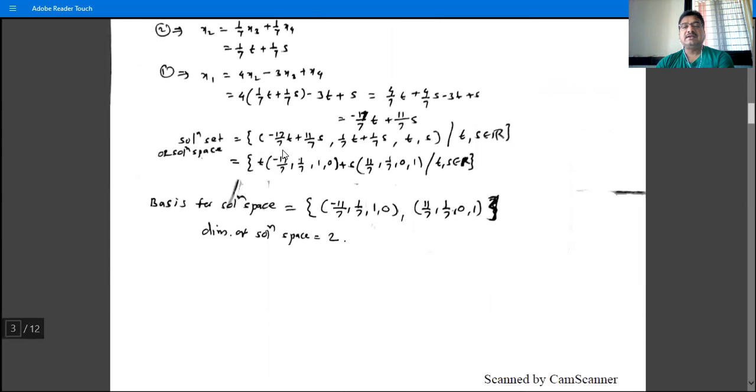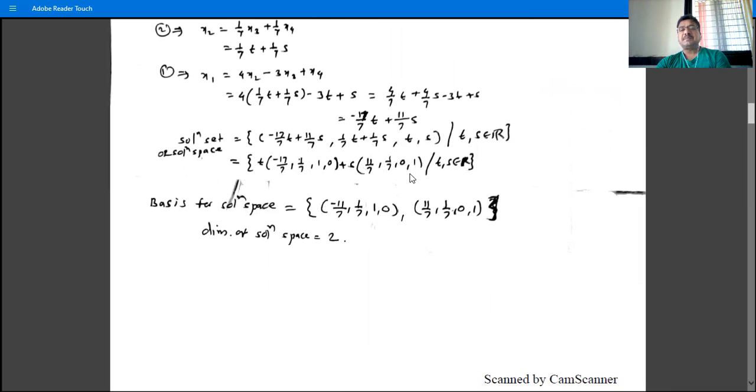Now take t as common and s as common. So we have t times the 4-tuple minus 17 by 7, then 1 by 7, coefficient of t is 1, and in the last component the coefficient of t is 0. So write 0, plus s times, the coefficient of s is 11 by 7, here 1 by 7. In the third component there is no s, means its coefficient is 0, and in the last, 1. Such that t and s belong to R, and therefore the basis for the solution space.